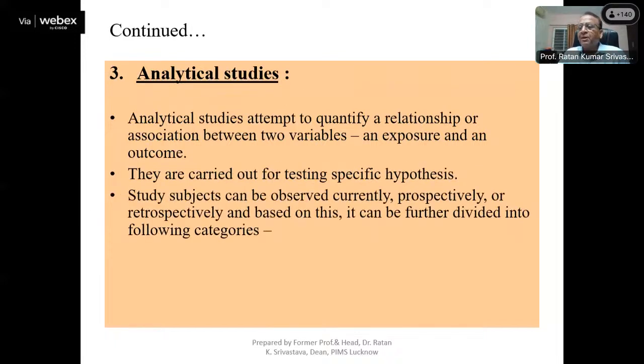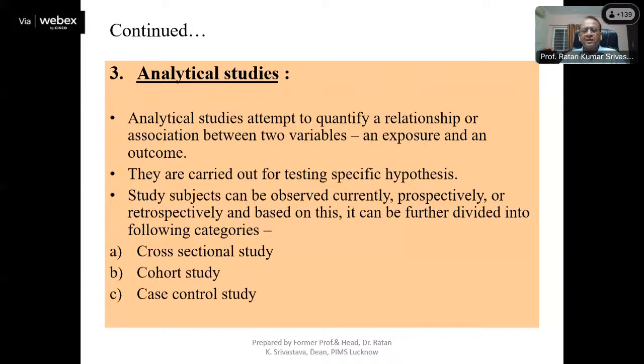Study subjects can be observed currently, prospectively, or retrospectively. Either you observe them today, which we call a cross-sectional study, or prospectively, like in a cohort study, or retrospectively, as in a case control study. And then you can divide this study into types like cross-sectional. Many people do not keep cross-sectional in analytical studies because you do not establish causation. Causation you establish only by B and C, the cohort study and the case control study.